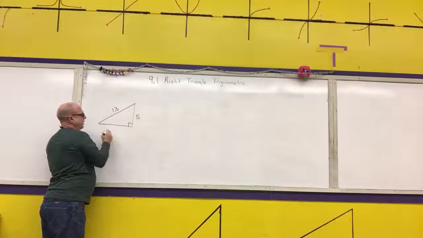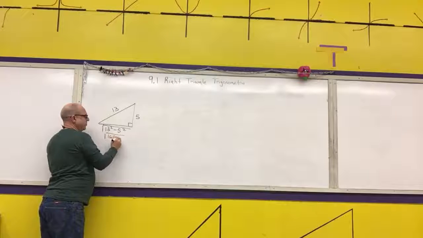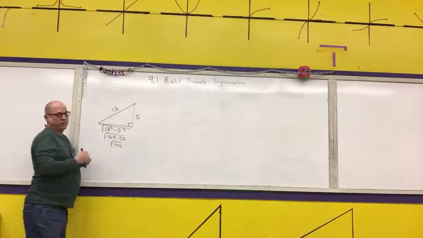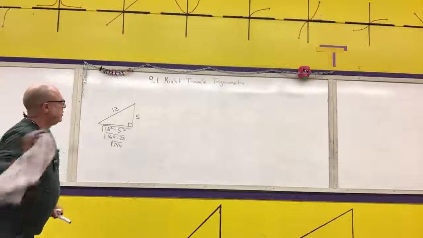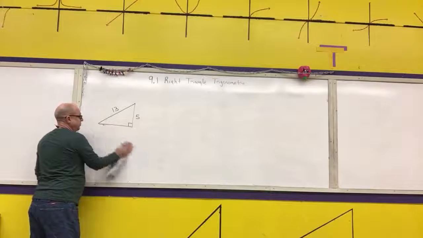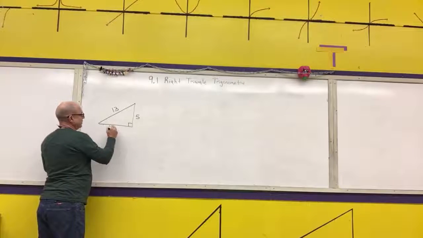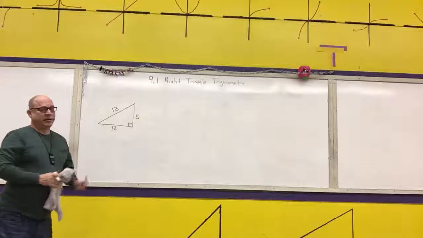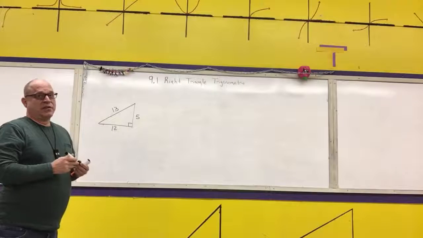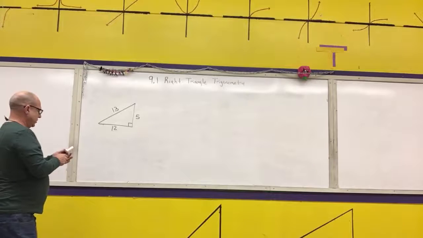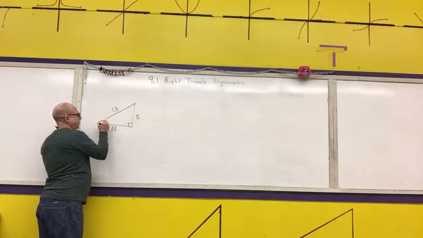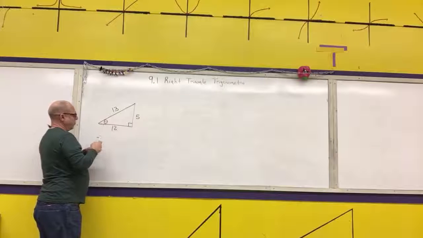So the third side of the triangle is the square root of hypotenuse squared minus the other leg squared, which is the square root of 169 minus 25, square root of 144, which is 12. Hopefully some of you recognize this as a 5, 12, 13 triangle from geometry class. Pythagorean triple. So the first thing I want to do is label my two acute angles. I'm going to label one of them theta and the other one beta.